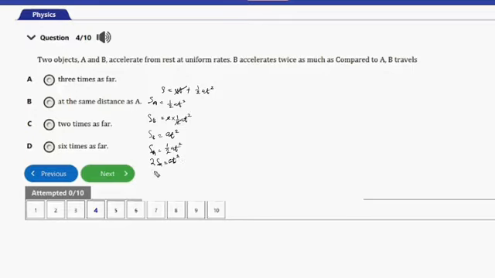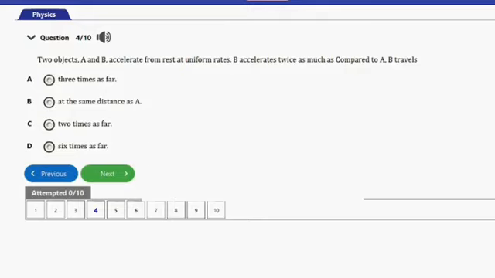So since 2s for object A is equal to at squared and s for object B is equal to at squared, it means that 2s for object A is equal to s for object B. In that case, object B's s is equal to 2s of object A. So in that case, it travels twice as far. So that's it for this question.